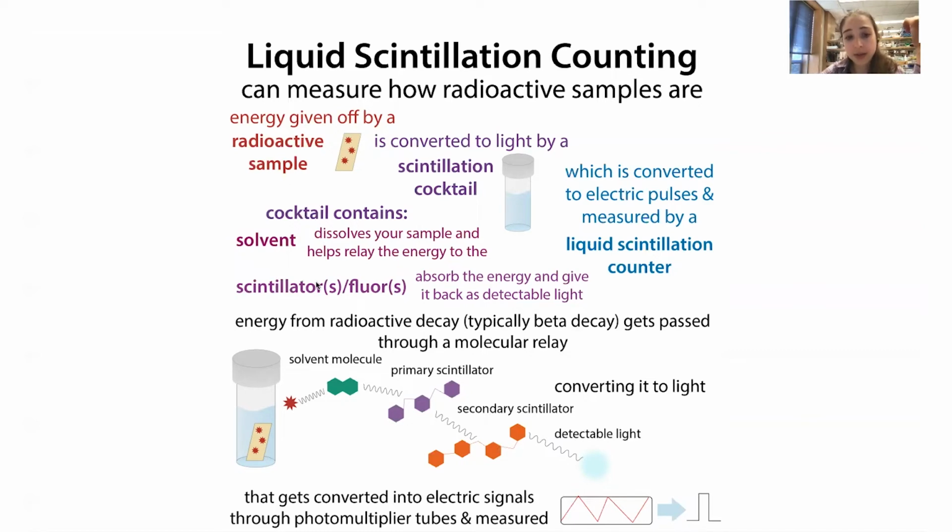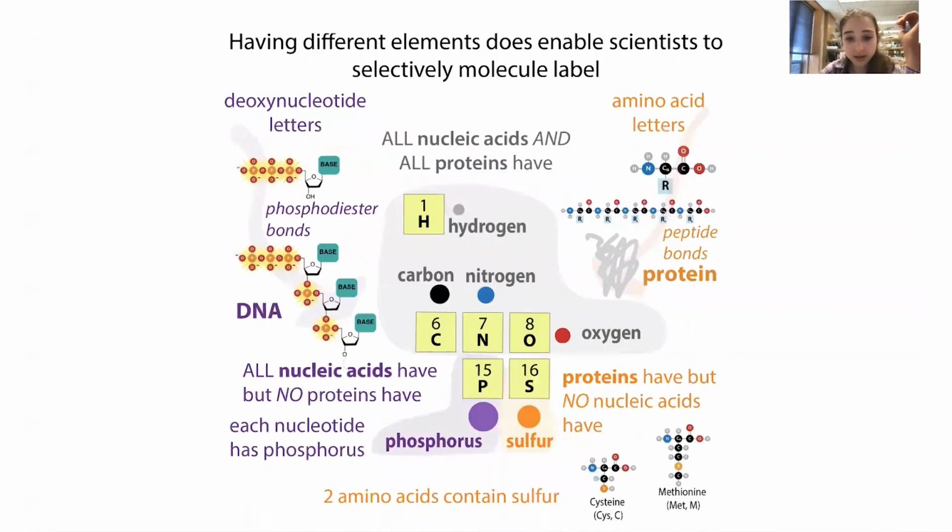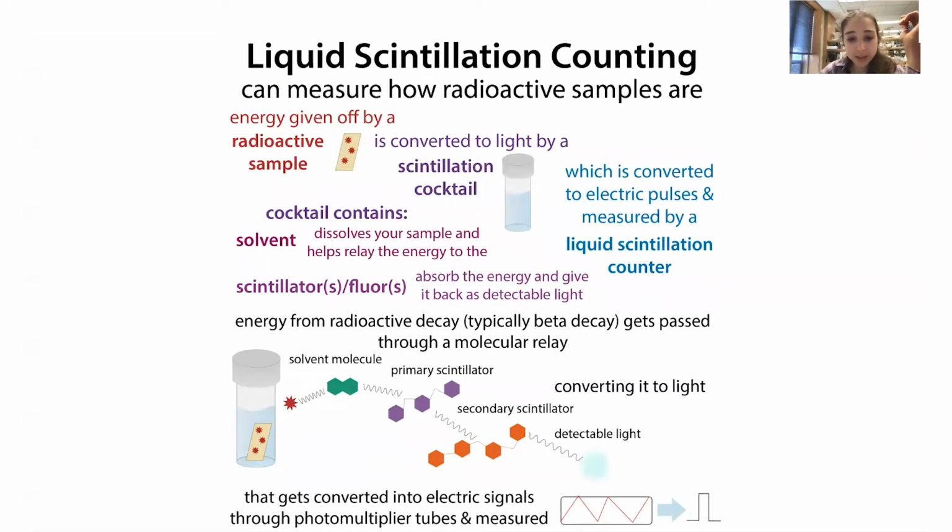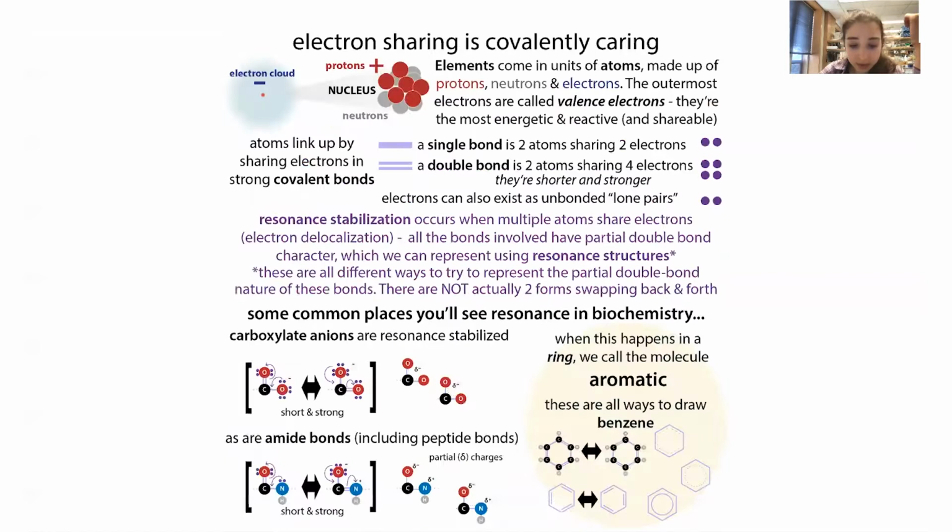Then you also have the scintillators or the fluors, and so you might have just a primary, or you might have a primary and a secondary. They differ, and there are different details on all of that in other places, and I'll direct you to a good link. But one thing that both the solvent and the scintillators tend to have in common is that they have a lot of aromatic rings. Basically, aromatic rings are when you have electrons shared throughout a ring.